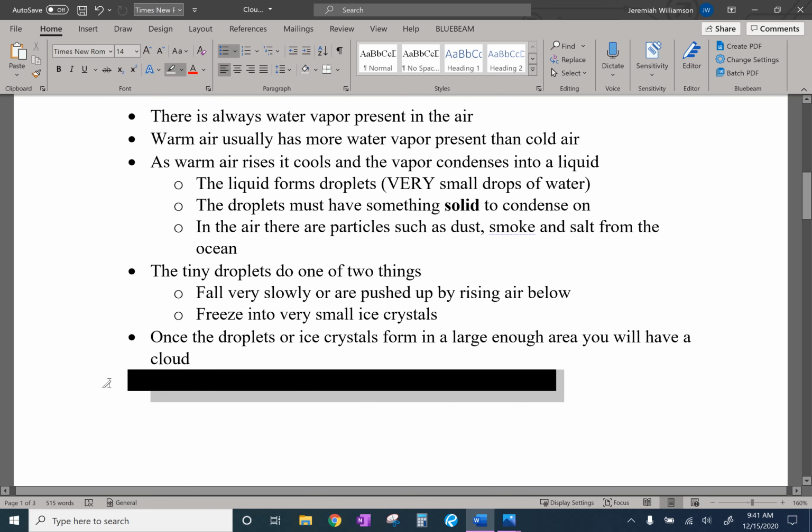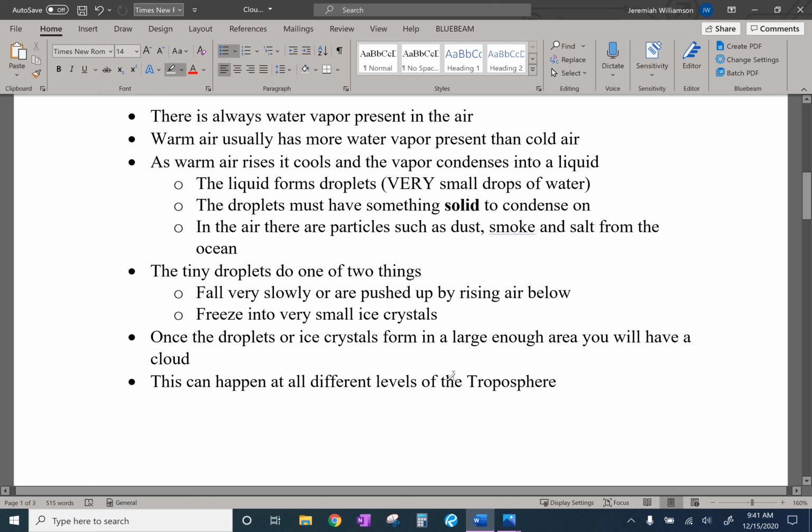Okay, the next thing. This can happen at all the different levels of the troposphere. Clouds don't really form in the stratosphere, so bear that in mind. I know it's real easy to think, stratus clouds, they must form in the stratosphere. Well, they can form up near the stratosphere, but they don't really form in the stratosphere. And for our purposes in this class, we're just going to say that all of our weather and all of our clouds are contained in the troposphere.